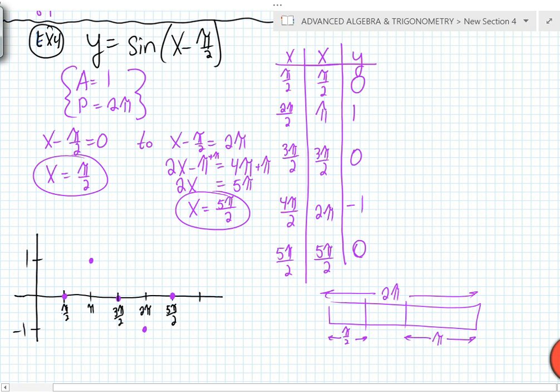And you can see from the pattern that my next coordinate would be down here. If I had plugged 0 in, the sine of negative pi over 2, well, yeah, it's -1. And so my graph very easily is going to look like this.